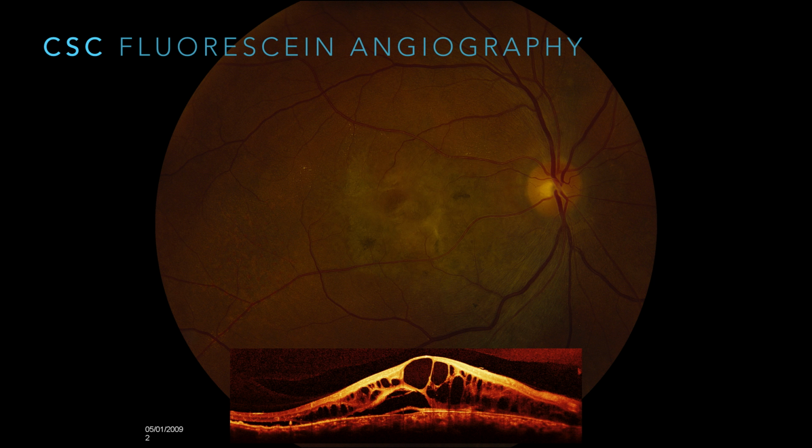When you get something that's chronic, and you can see, again, intraretinal fluid in a patient with central serous, you have to think chronic, but sometimes in fact, when this patient first presented, we had no idea what they had.